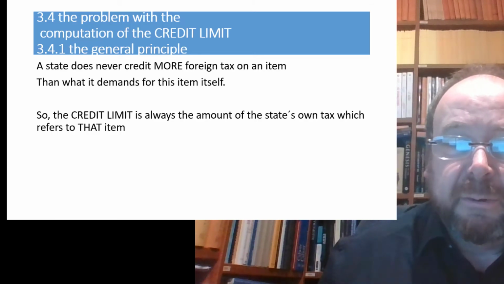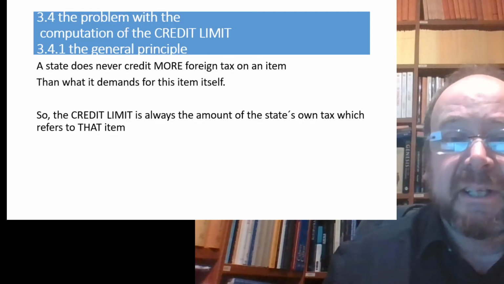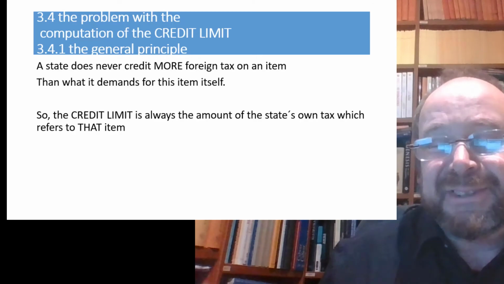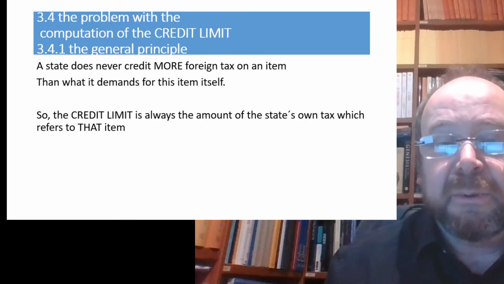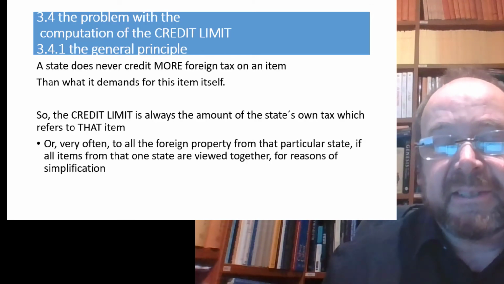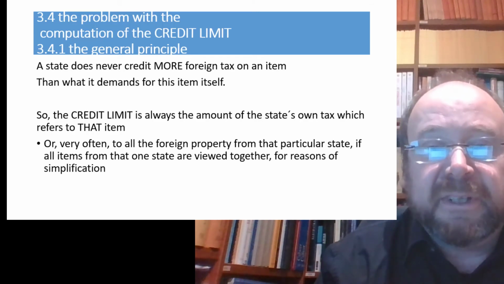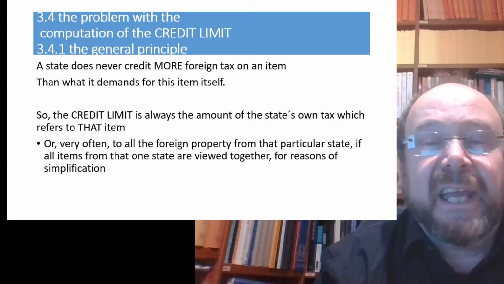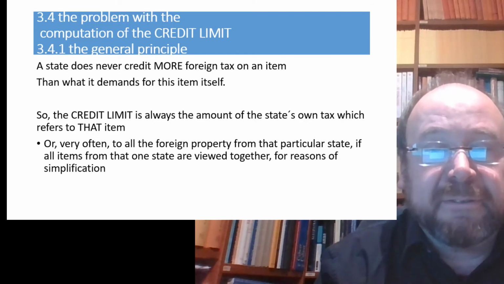So you always have to compare what I pay for that item in the other state and what my own state demands for that item. And the minimum of both is the tax credit which you get. So the credit limit is the tax amount which your own state claims. In many cases, just for reasons of simplification, one doesn't view the individual single items, but all foreign property from a given state together. But then the logic is the same. What does the foreign state claim for that foreign-based property, and what does my own state claim for that specific property?